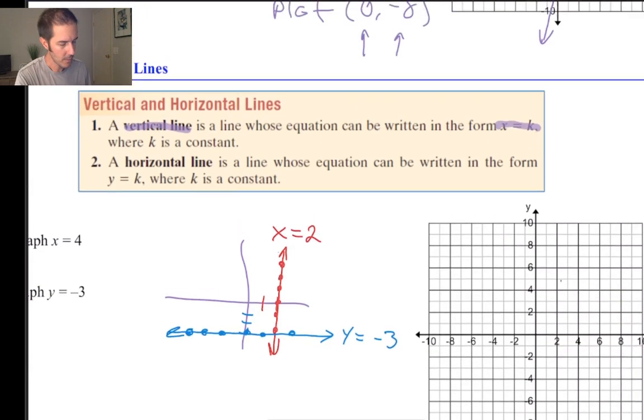More generally speaking, back to our orange box, the equation for a horizontal line is going to take on this form, y equals some number. They're writing it as y equals k.